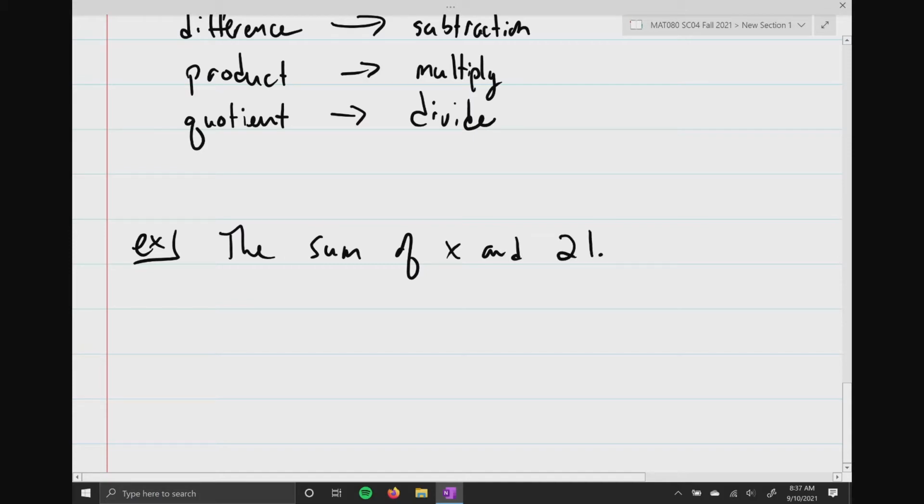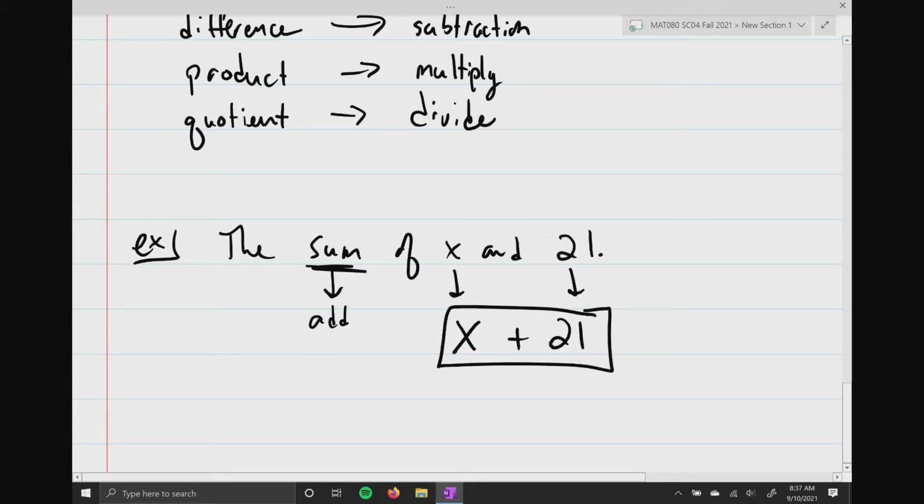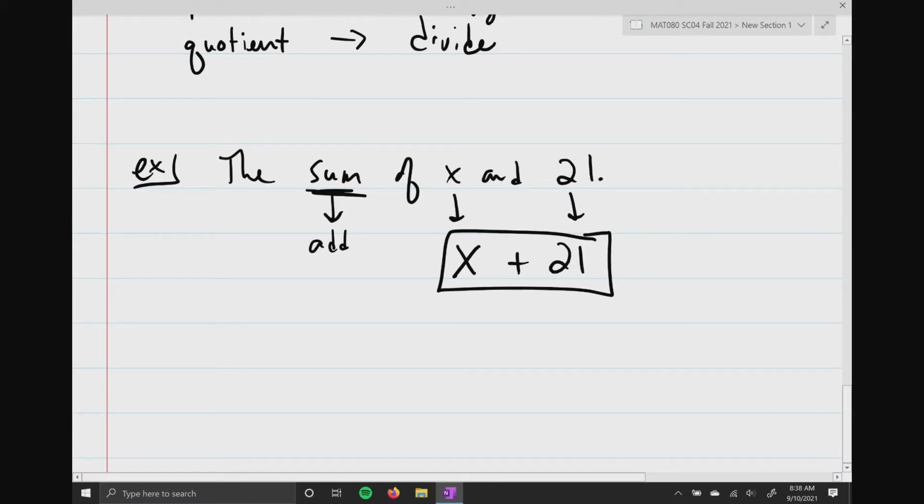So the sum of x and 21. Well, you see the word sum. So you know that means you're going to add. And in order for you to add, you got to have at least two things. What are those two things? X plus 21. Okay? Pretty good? Now, we got to be careful because sometimes people say things in a different way, such as this.